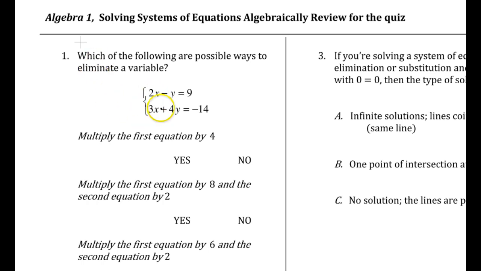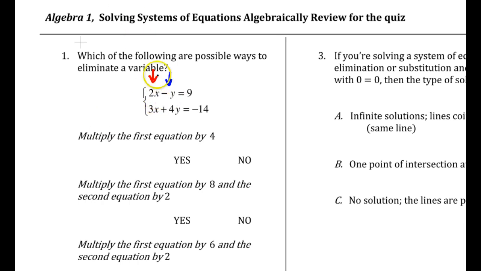So for the first one, we have several options. You always want to look at, well, what would it take to cancel out the x's? And then what would it take to cancel out the y's? Because you have an option on every system on what variable to cancel. So we got two possibilities. So we're probably looking for two answers.